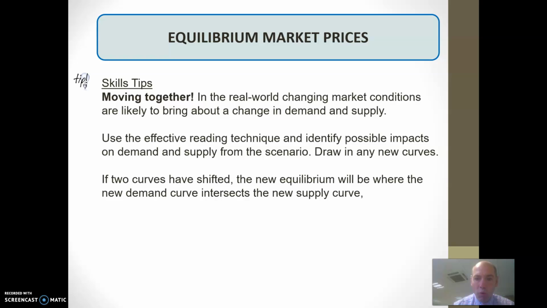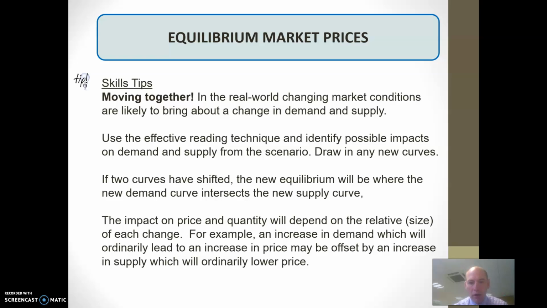When we do that, the two curves will have shifted. The new equilibrium will be where the new demand curve intersects the new supply curve. So if two curves have shifted, that's what will happen. And the impact on price and quantity traded will then depend on the relative size of each change. For example, if there's an increase in demand, you should be beginning to think that would lead to an increase in price, whereas if there's an increase in supply, maybe that will lower price. So the impacts will depend on the size of each change.